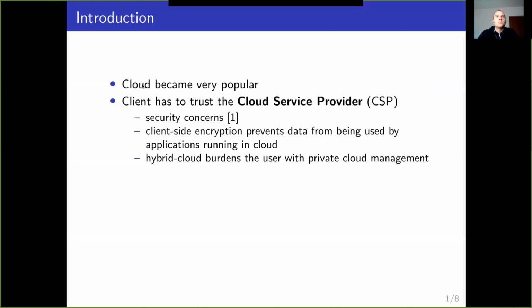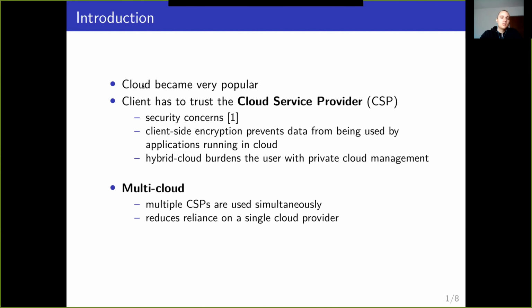In the past decade, maybe decade and a half, cloud platforms became very popular due to their scalability and pay-as-you-go model. But the main issue that companies usually have when they're moving their services to the cloud is trusting their cloud service provider, or CSP for short. How can a company be sure that the cloud isn't looking at their data? Client-side encryption helps in this regard, but it also prevents the data from being used by the applications running in the cloud. So this sort of defeats the purpose of using the cloud in the first place.